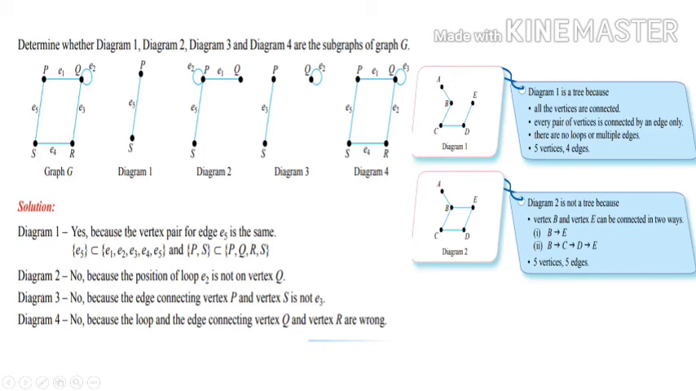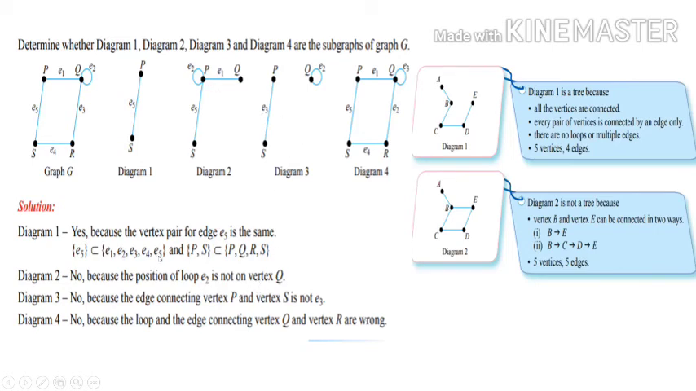The answer is yes, because the vertex pair for the edge is the same. Look here, this is part of the original graph, that is PS, and diagram 1 is the same as the original one. For the second diagram, it is no, because the position of loop E2 is not on vertex Q. Oh sorry, it is not on vertex P.